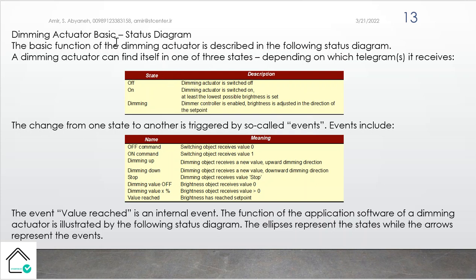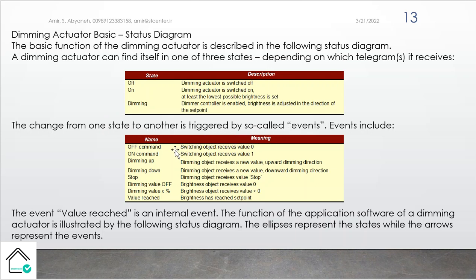Okay? You remember that in a phase dimmer we have the relay actuator inside the actuator. So when it's on, the relay is closed, so the 230 volt is going to the ballast inside of the dimmer actuator. So the dimming control is enabled, with brightness adjusted in the direction of the set point. You remember we have the digital-to-analog converter in the dimmer actuator. The change from one state to another is triggered by so-called events.